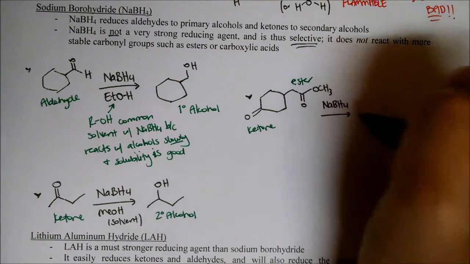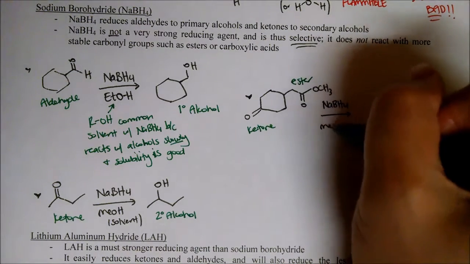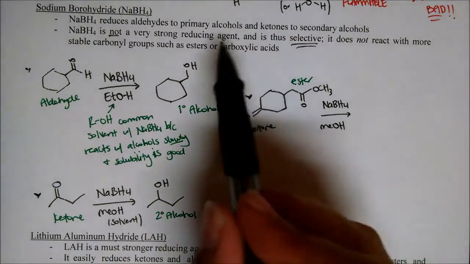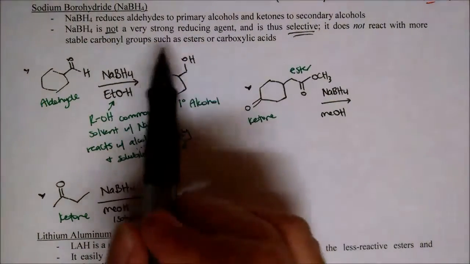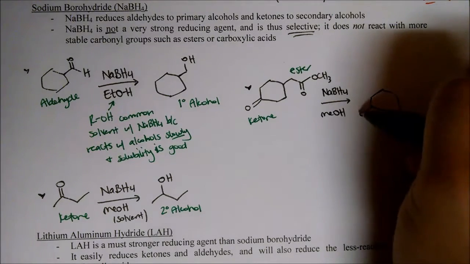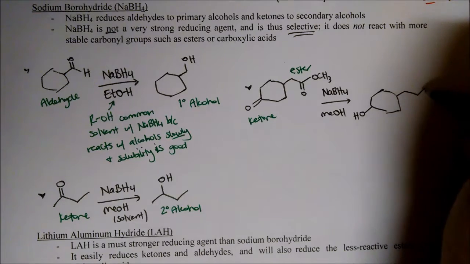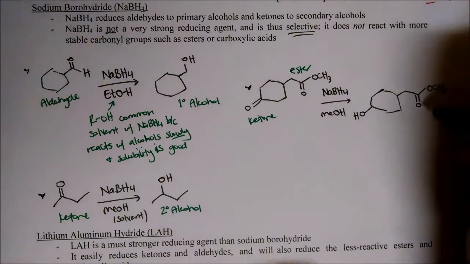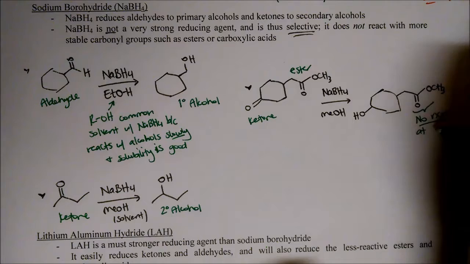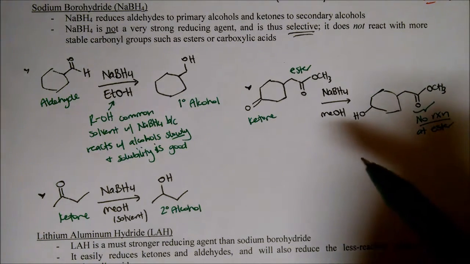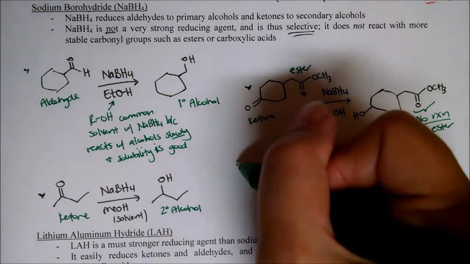it's a nice white powder. It's actually a really easy reaction. Again, with some methanol solvent, okay, what does it say up there? It's selective. It does not react with esters or carboxylic acids. So our product is only going to be the reduced ketone, and the ester is going to remain untouched. Okay, so we have no reaction at the ester. Just the ketone has been reduced.